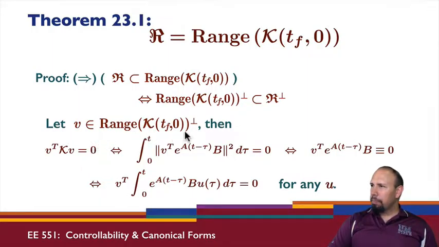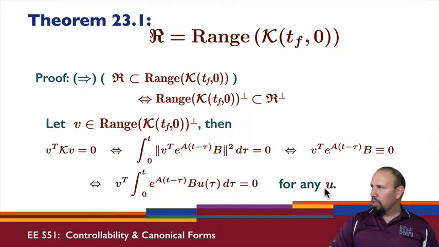So since it is perpendicular to this, we can go through and show that this must be 0. That is a consequence of the fact that I have the orthogonal subspace. So V adjoint K V is 0 if and only if this integral, which we've gone through and shown is 0, is identically 0, which is true if and only if this quantity itself is equal to 0 for any u.